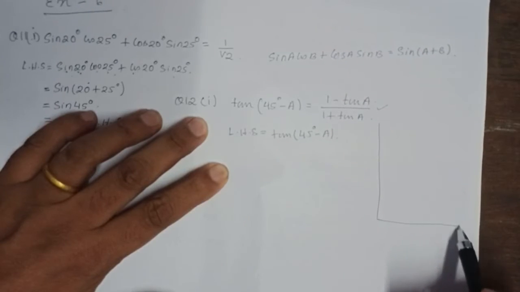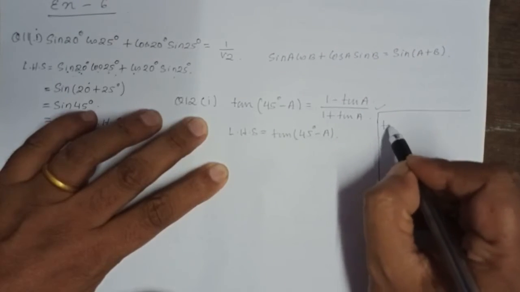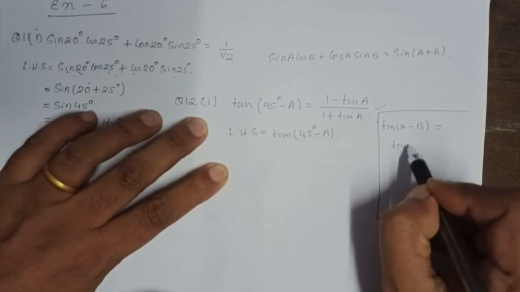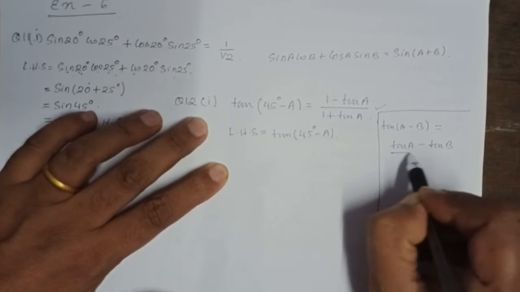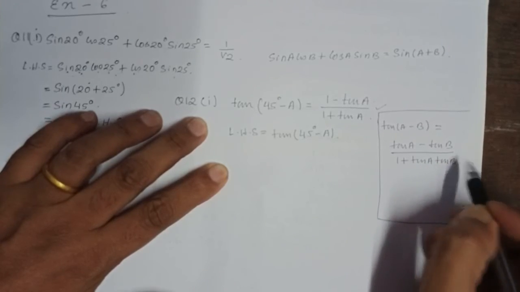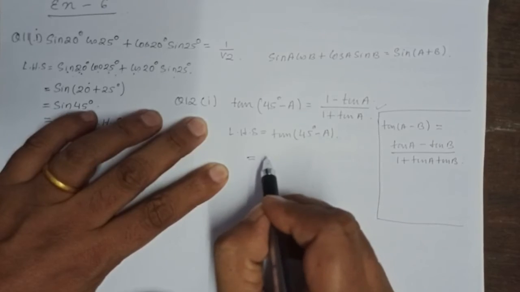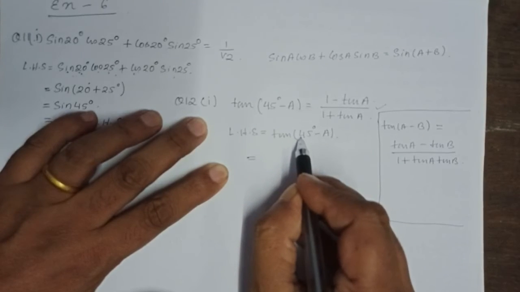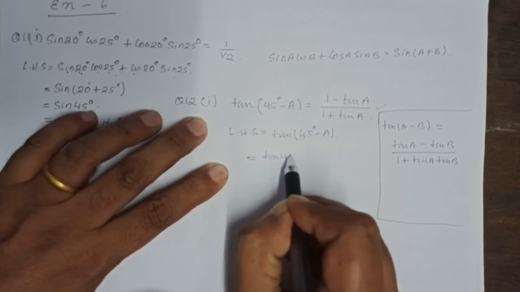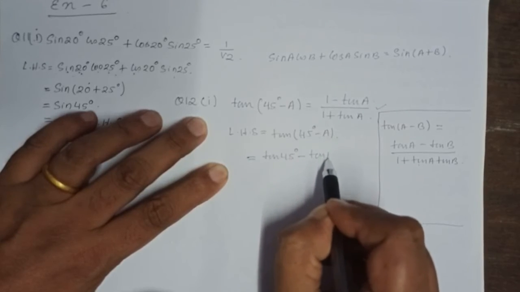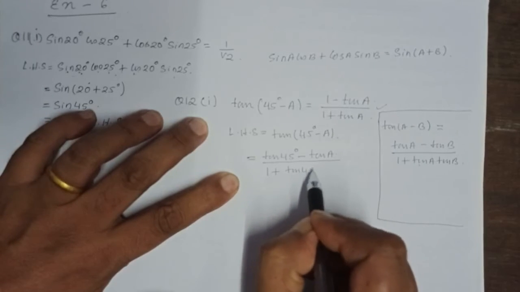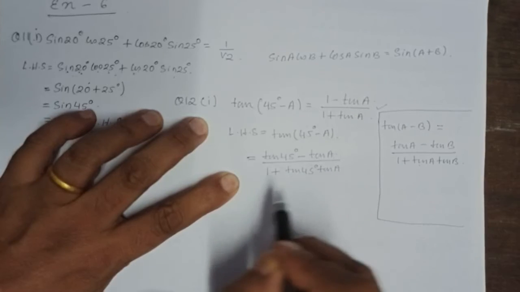Now, I'll write the formula for today's class. It is in terms of tan A minus B. What is the formula of tan A minus B? This is equal to tan A minus tan B over 1 plus tan A tan B. Now, tan A minus B is the formula. I'll use 45 as A and A as B. I'll use this formula: tan 45 degree minus tan A over 1 plus tan 45 degree into tan A.